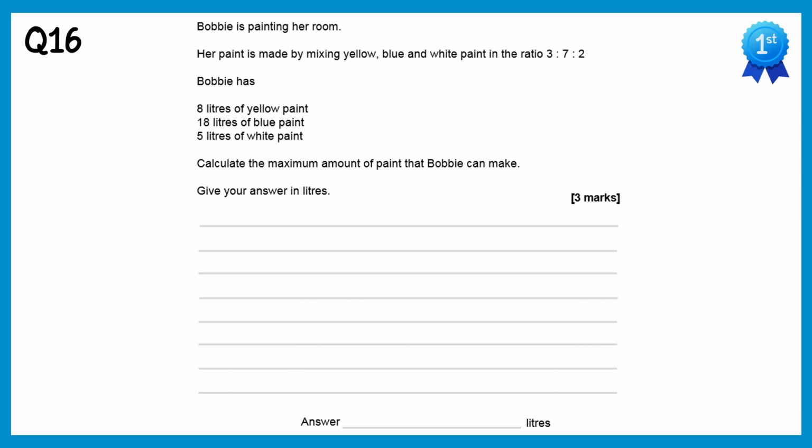In this question, we need to mix yellow, blue and white paint in the ratio 3:7:2. Now this is the ratio of paint we require, but not the ratio of paint that we actually have. The ratio of the paints we have is 8:18:5. The way I would approach this question is work out which one of these paints will run out first.